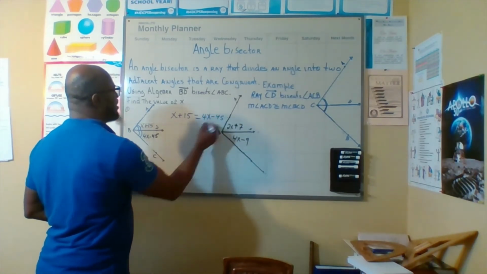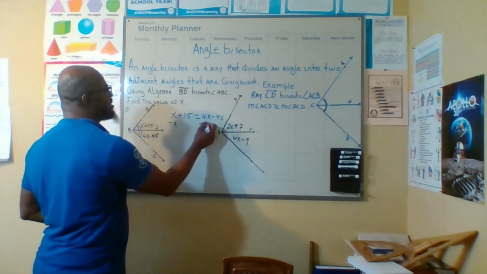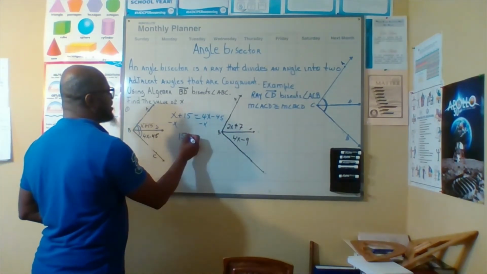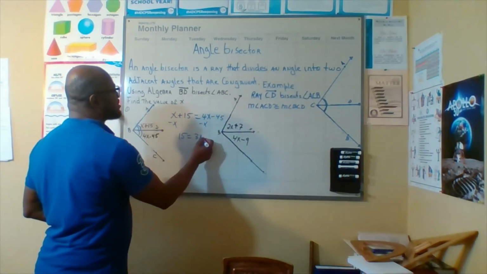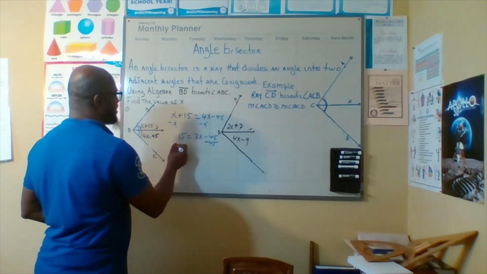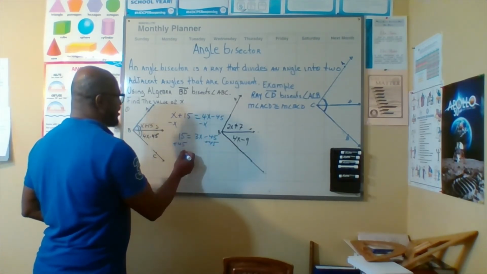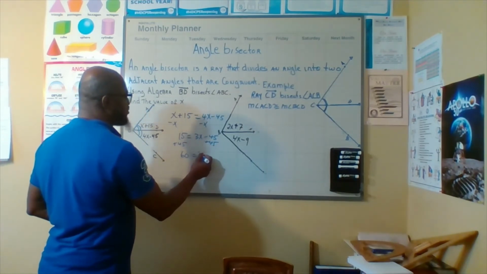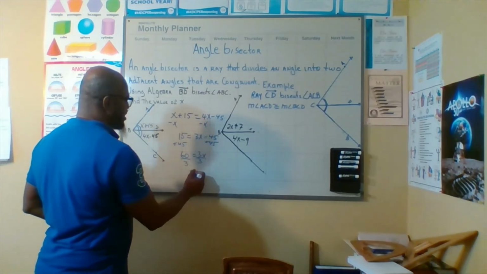In this case, we subtract x on each side. You will end up with 15 equals 3x minus 45, and you add 45 on each side. Then you will have 60 is equal to 3x. Divide both sides by 3. In this case, x is 20 degrees.